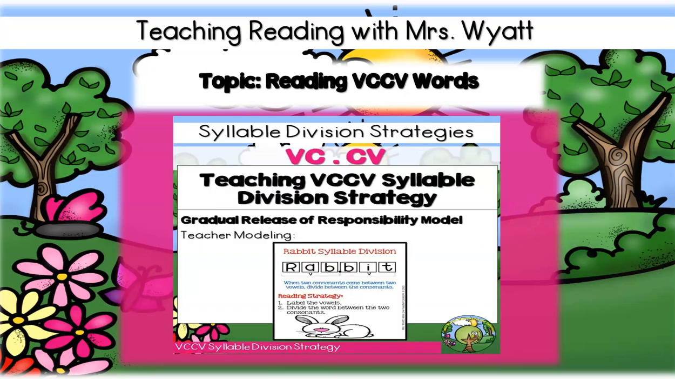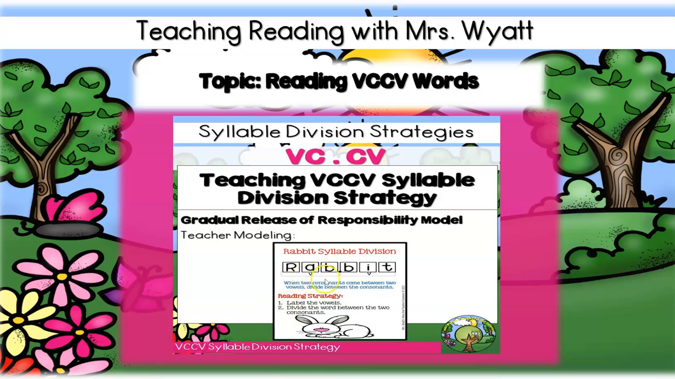When you're teaching the VCCV strategy, you're going to use the gradual release of responsibility model. The first thing is that the teacher is going to model. This is an anchor chart that you can use. I will have a link in the description below if you're interested in any of these resources. You could put this anchor chart in a student notebook, or display it in your classroom.